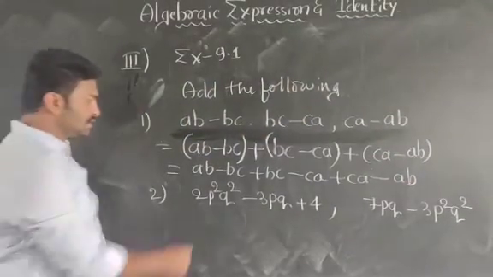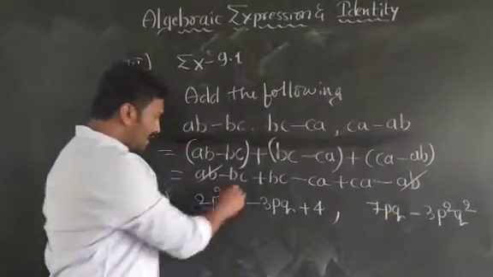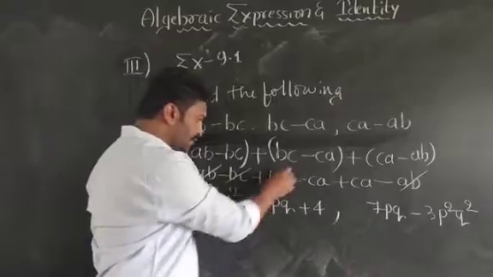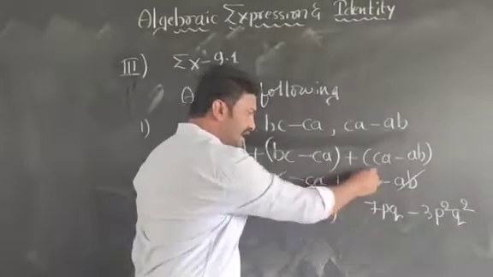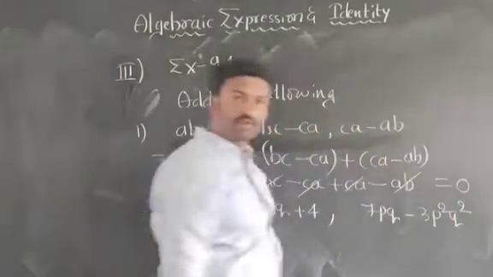Now check, here plus AB is there, here minus AB is there, and plus minus BC, plus BC minus CA plus CA. What remains? Nothing remains. The answer is 0.